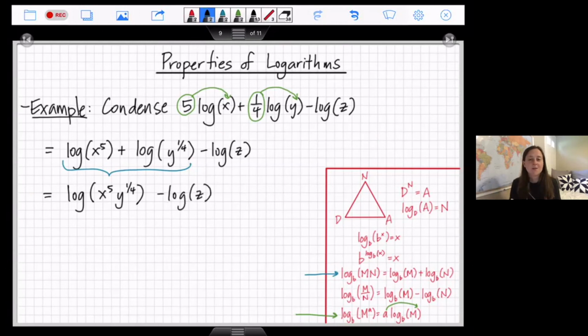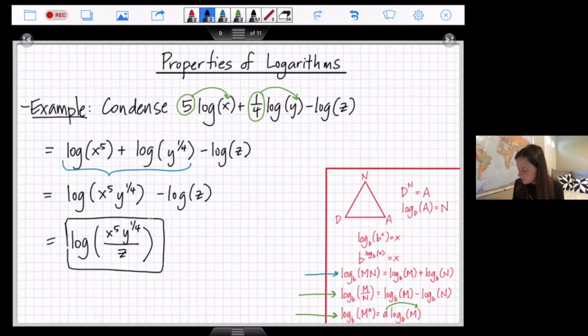All right, so now that you've done that, now you have two logarithms separated by subtraction. And we're going to use this middle property here. If you've got subtraction between your two logarithms, when you mush them together, you divide arguments. Okay, so I'm going to get the log of x to the 5th, y to the 4th, divided by z. All right, and now it's mushed together in one logarithm. It's condensed. I'm happy with this as an answer.